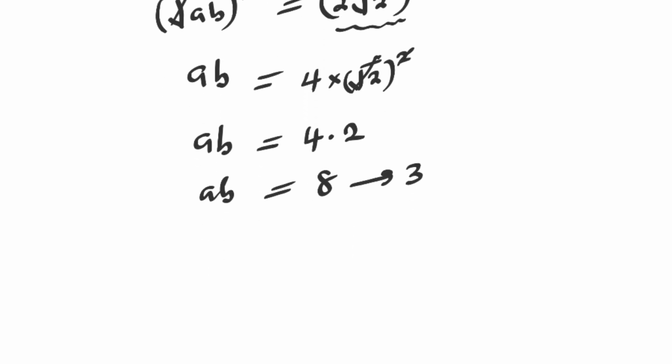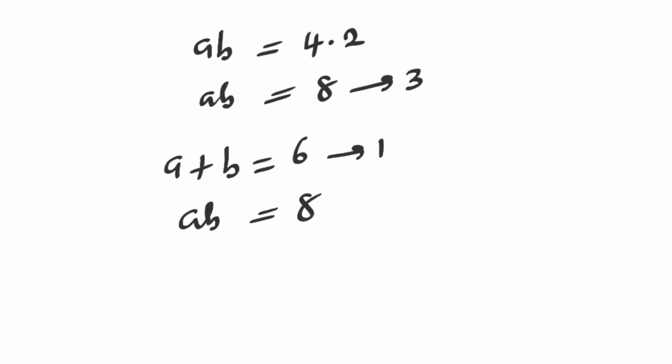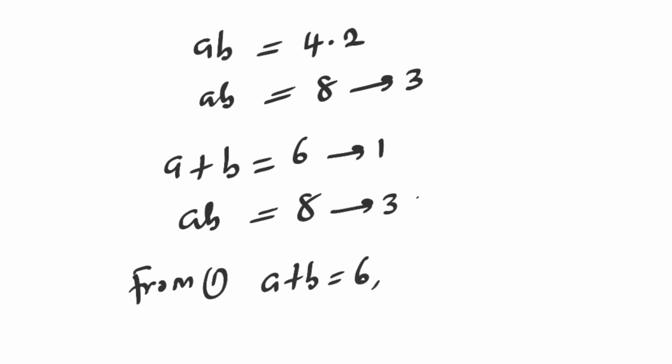We may now solve equations 1 and 3 together. Equation 1 is a plus b is equal to 6, and equation 3 is ab is equal to 8. Let us solve this together. Now from equation 1, a plus b is equal to 6. Then b is equal to 6 minus a. Let us call this equation 4.